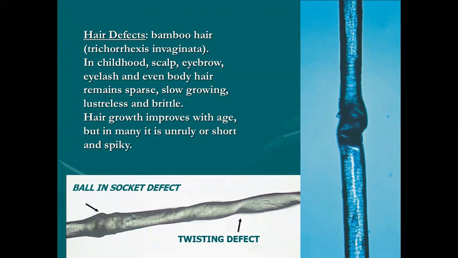Trichorrhexis invaginata is also called the bamboo hair shaft defect. In childhood, scalp, eyebrow, eyelashes, and even body hairs remain sparse, slow growing, lusterless, and brittle. Hair growth, however, improves with age, but it may be unruly, short, and spiky. What is seen mainly in trichorrhexis invaginata is the invagination of the hair shaft into one another, a ball and socket defect.